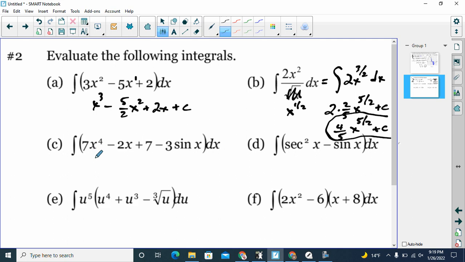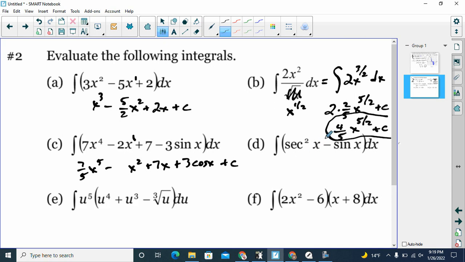Part C, add 1 to the exponent and divide by that number. 1 plus 1 gives me 2. 2 divided by 2 is 1. The integral of 7 is 7x. The integral of sine x is negative cosine x. So this should say plus 3 cosine x plus c.